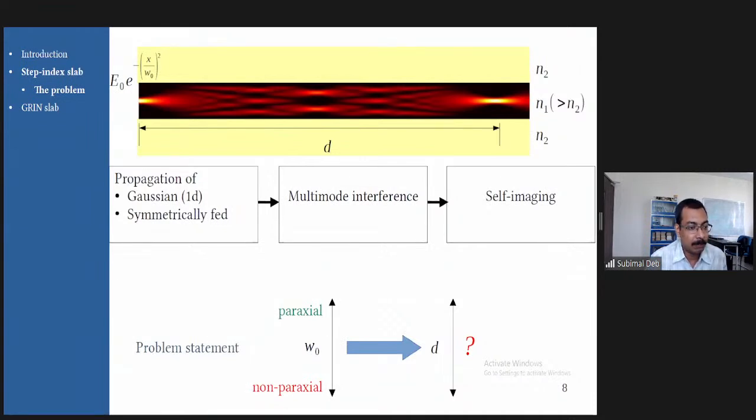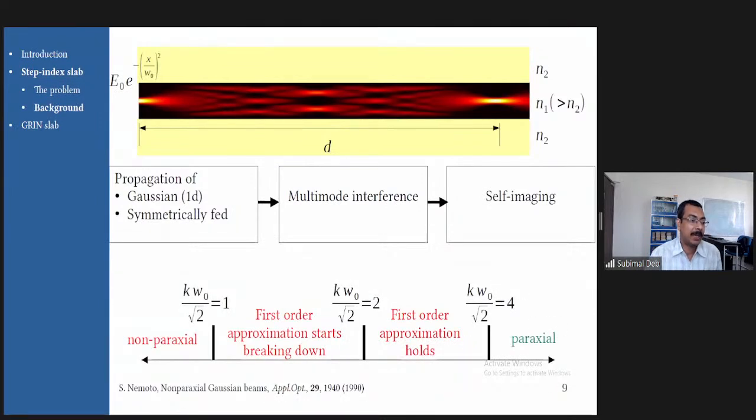And we look at the work of Nemoto that was published in 1990 on non-paraxial Gaussian beams, where he demarcates the boundaries of when you call a Gaussian beam paraxial and when you call it non-paraxial. So K is the wave number for the beam that is being used. So if K times W0 is 4√2 or more, you would call it a paraxial beam.